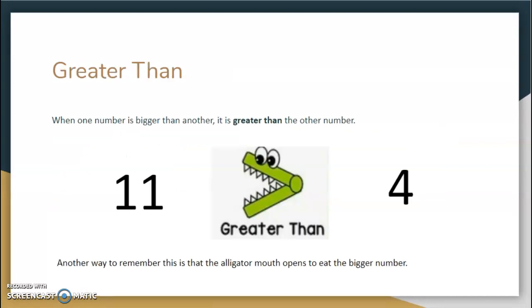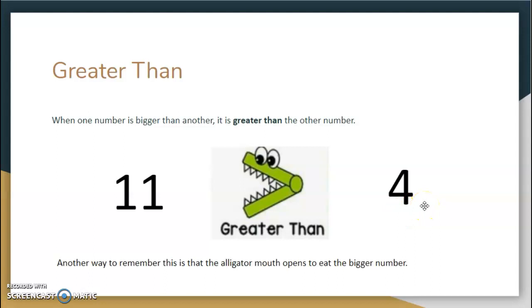So let's look at greater than. When one number is bigger than another, it is greater than the other number. So I have the number 11 and I have the number 4. And like I said, if we pretend like it's a hungry alligator, it's going to chomp at the bigger number. 11 is bigger than 4 because we know that we have one set of 10 and one 1, which makes it 10 and one more, which is 11, and over here we only have 4 ones.